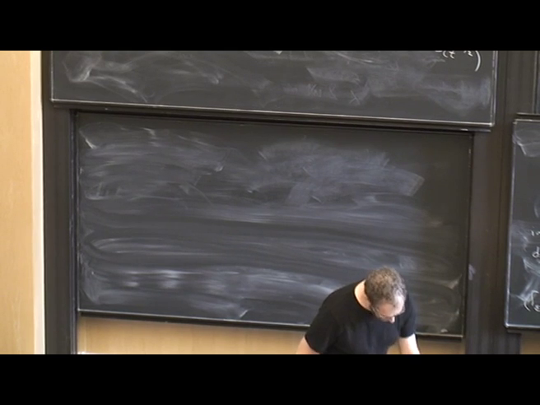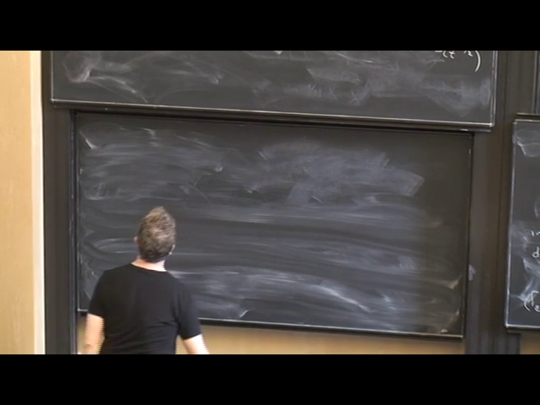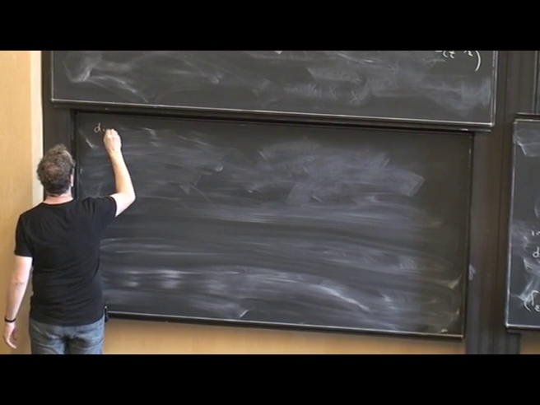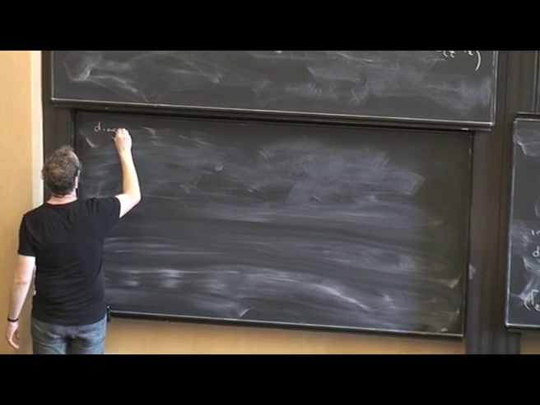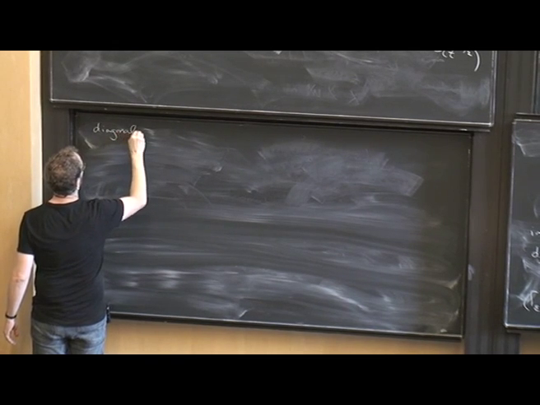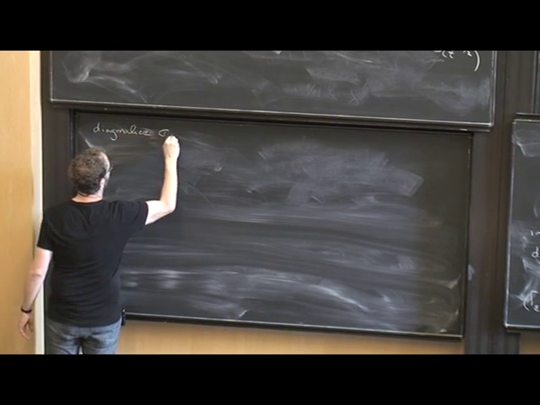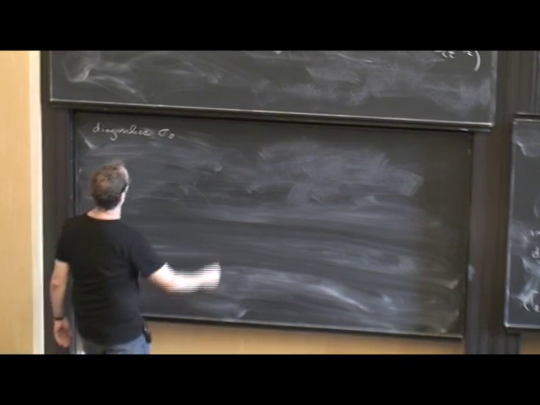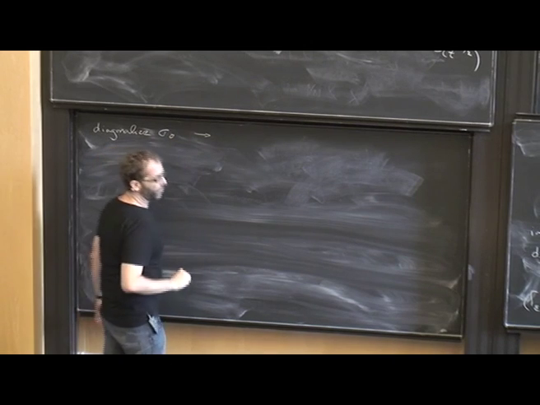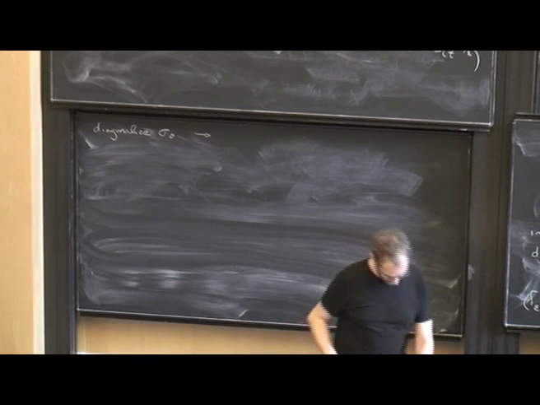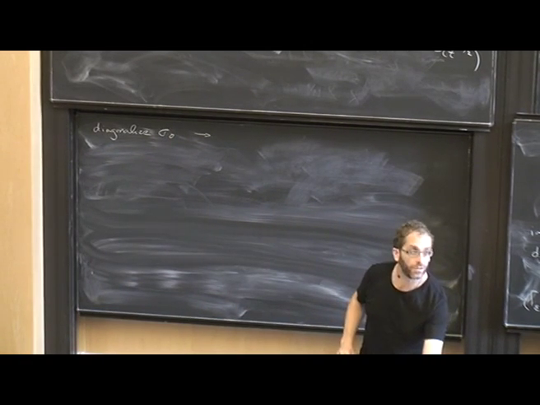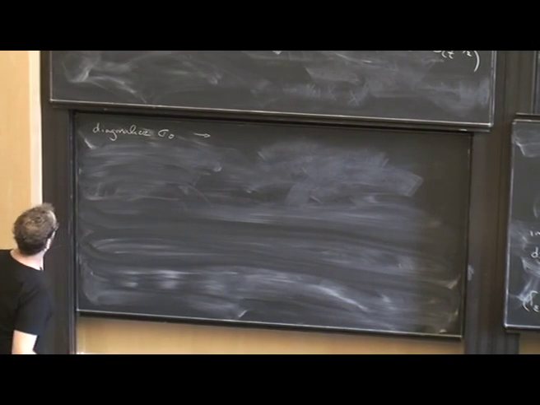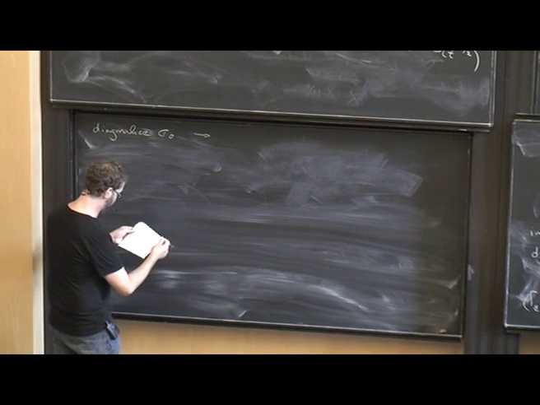So, the first thing you can do is diagonalize sigma naught, and this will introduce a Vandermonde determinant. This usually is what you have when you diagonalize a matrix. The Jacobian is a Vandermonde.